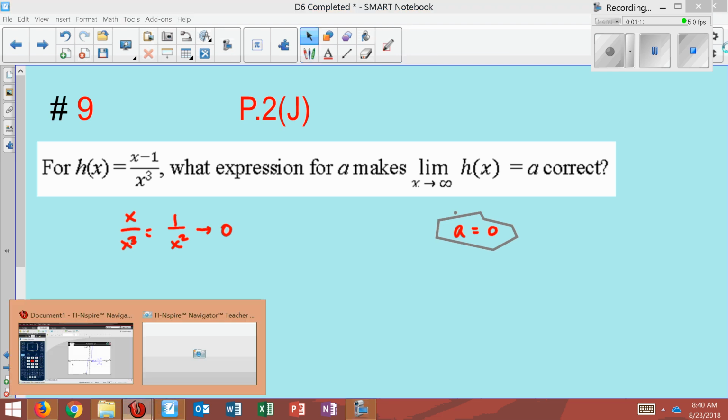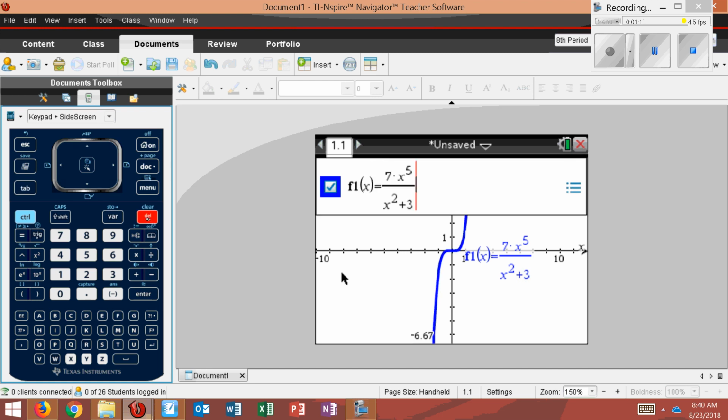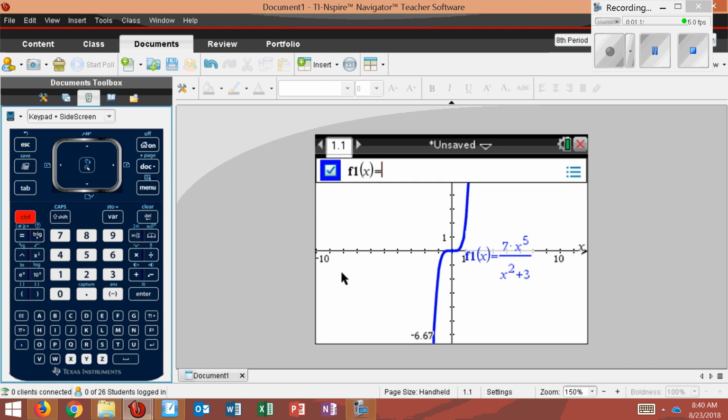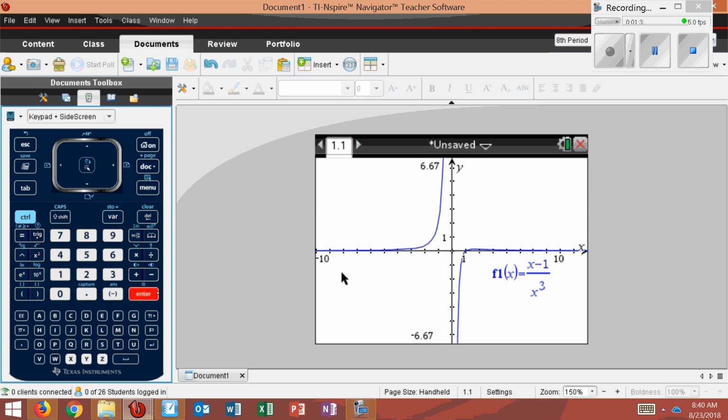So I'll pull up my graph here. And we're going to change what we just did a second ago, and we're going to do a new fraction. This time it's going to be x minus 1. The x did not appear. All right, let's try this again. x minus 1 over x cubed. And press enter. And as you can see, this graph looks like it's going to approach infinity.